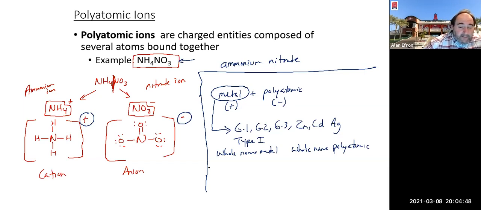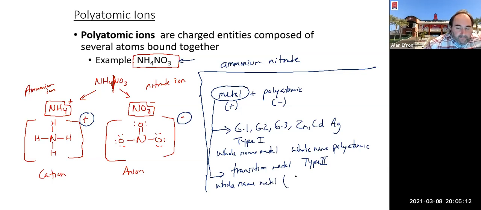If that metal is a transition metal, or lead or tin, it will be a type 2 metal. We name it the same way, which means we need a Roman numeral. We do the exact same things we did before. We use the whole name of the metal, and we use a Roman numeral.